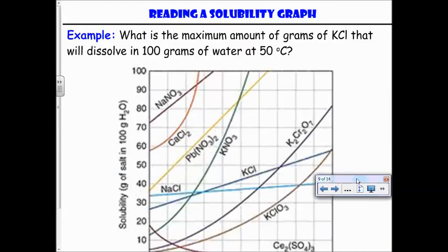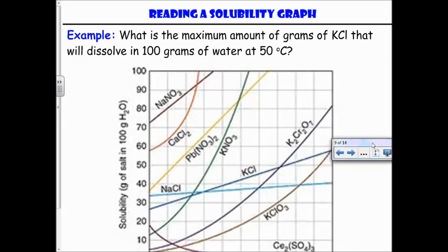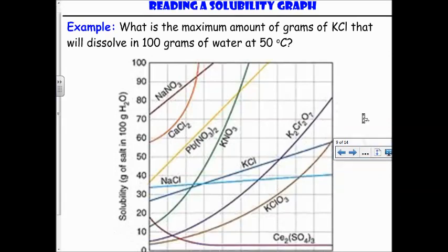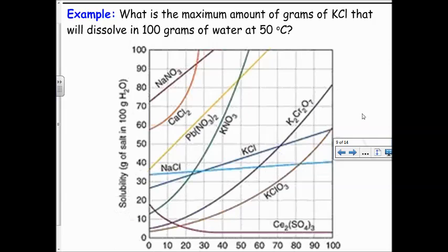So let's practice more. What is the maximum amount of grams of potassium chloride that will dissolve in 100 grams of water at 50 degrees Celsius? I'm going to let you guys take a minute to do this one. Okay. So when we do this one, this is kind of a trick question in a way. Maybe you're making it more challenging than it needs to be. If we're solving for it per 100 grams of water, what is our chart telling us the solubility is per? It's already per 100 grams of water.